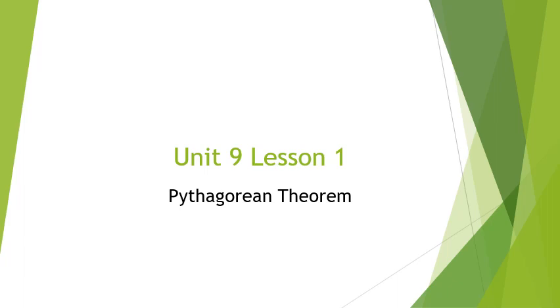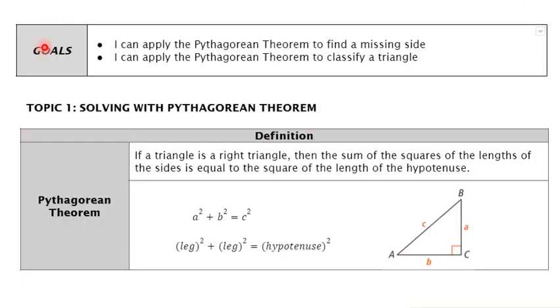This is the video for Unit 9, Lesson 1, Pythagorean Theorem. The goal of today's section is going to be applying the Pythagorean theorem to find a missing side and applying the Pythagorean theorem to classify a triangle as a right triangle.